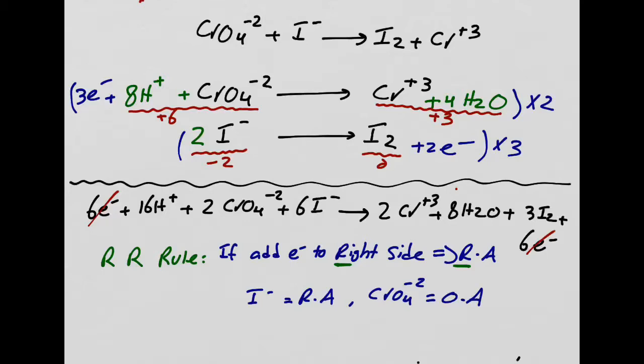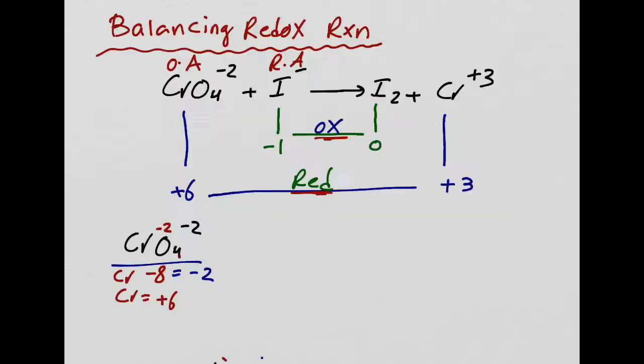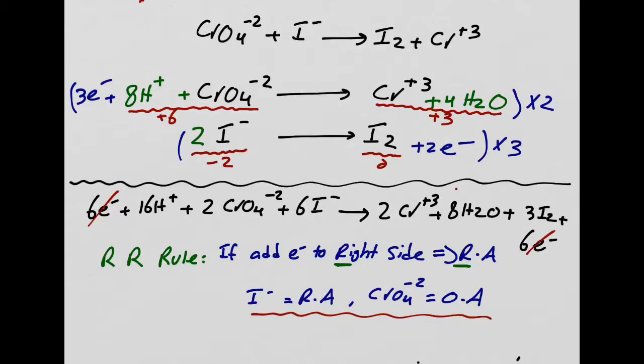Now, let's see if this is correct. Remember, we did this already. Yeah, I- reducing agent, chromate oxidizing agent. Isn't that cute? So that's a way to double check your answer. Again, you add it to the right, that's your reducing agent. All right, beautiful. Ready to do one more practice problem? Let's do this.